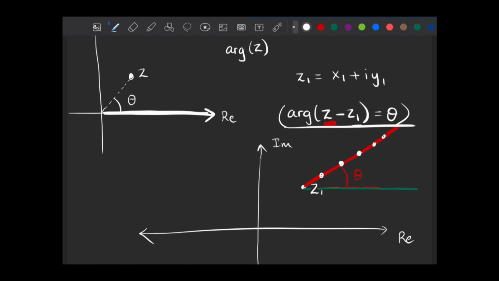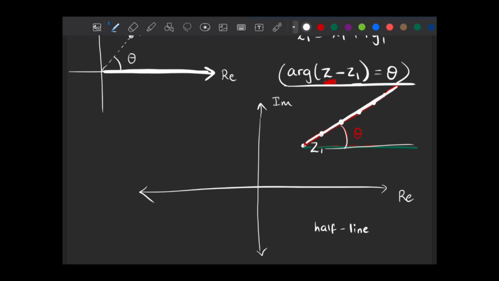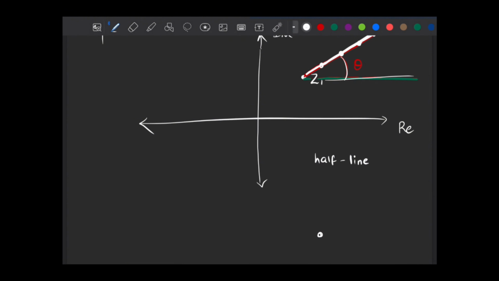So z could be any of these points, and this line extending up from z1 at an angle of theta to a line parallel to the real axis is known as a half line. A half line is a line that extends from a point in one direction indefinitely. So it's a line that goes from one point in a certain direction forever, but not in the other direction.